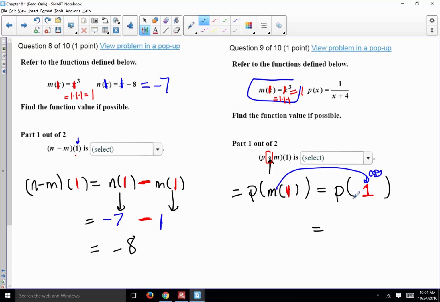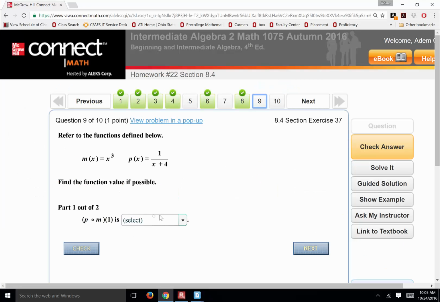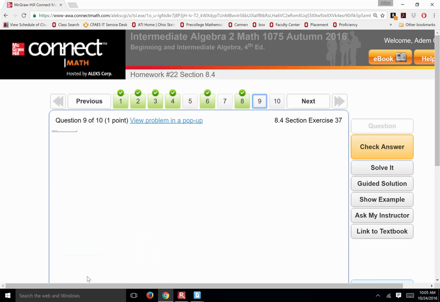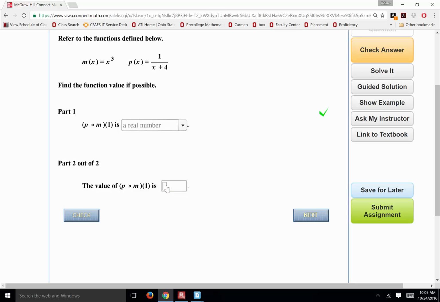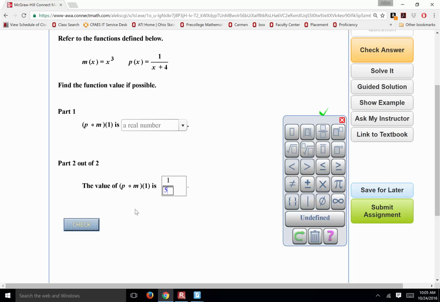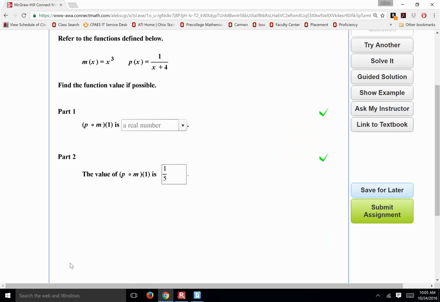Next, we need p, but they have given us p with x. I need p of 1. p of 1 means replace x with 1 here. Take p, empty x's out, but instead of x, I have 1. So this gives us 1/5. Yeah, we got a real number. Sometimes you don't get one, because it becomes undefined, and that's 1/5. Okay?